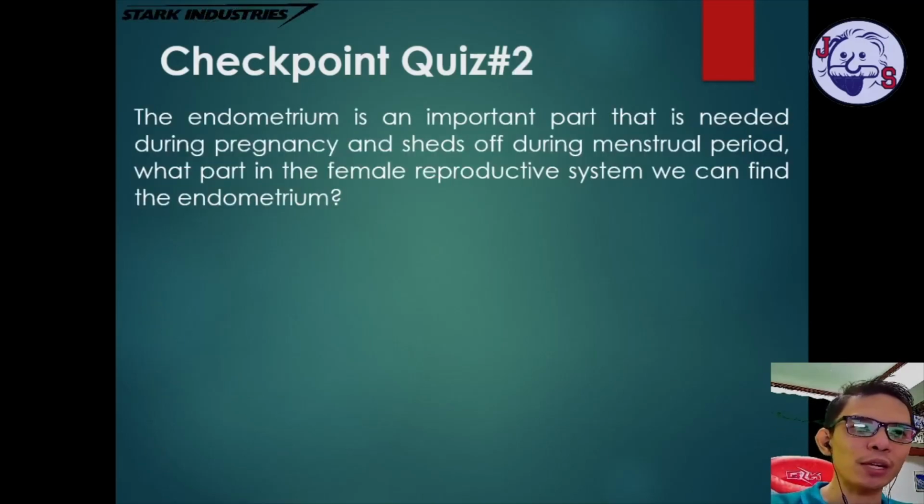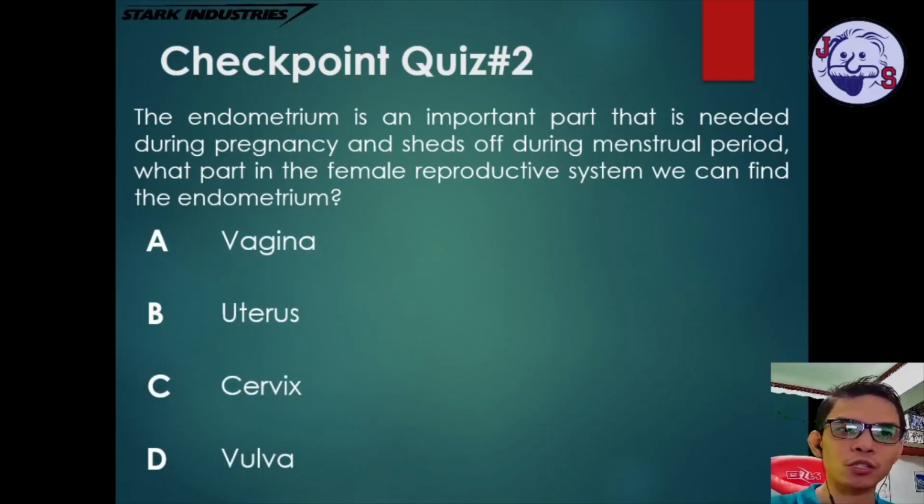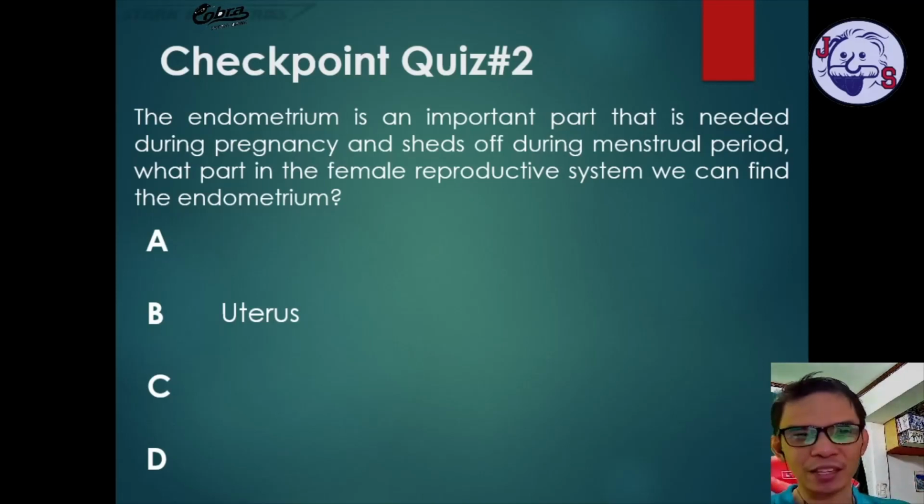Next question. The endometrium is an important part needed during pregnancy and sheds off during the menstrual period. In what part of the female reproductive system can we find the endometrium? Again, you can pause this video to find out which of these choices is correct. The correct answer is the uterus. Did you get it right? Write it down in the comment section below if you got the right answer.